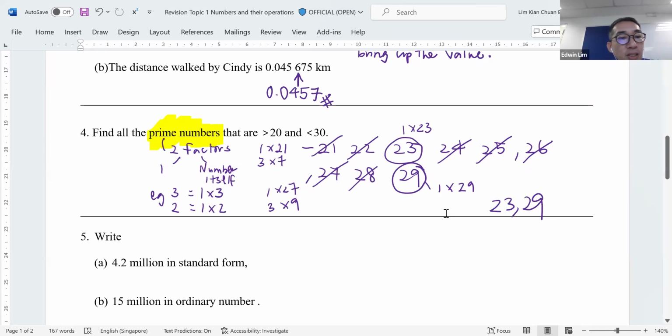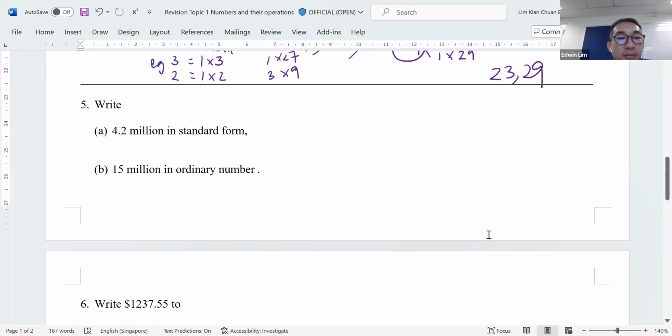Okay, so this is the solution for question 4. Question 5. Question 5 is write 4.2 million in standard form. Okay, million is 10 to the power of 6. All right, try to remember this, okay? 10 to the power of 6 for million.